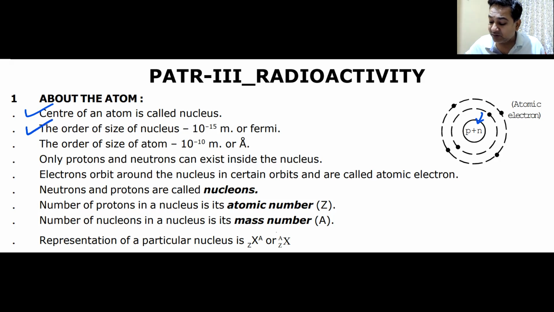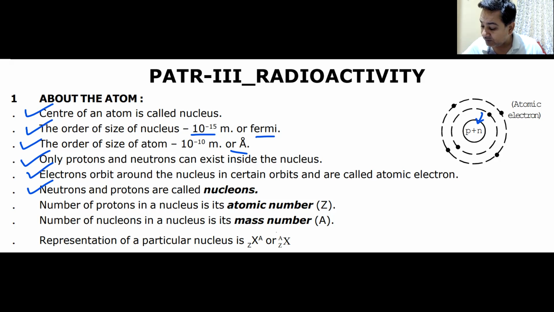The order of the size of the nucleus is in the order of Fermi meter, 10 to the power minus 15. Again, a straightforward question can come on this. You have to remember this. The order of the size of the atom is in the range of Angstrom units. Only protons and neutrons exist inside the nucleus. Electrons orbit. Now come the three things that you must remember. Neutrons and protons together are known as nucleons.